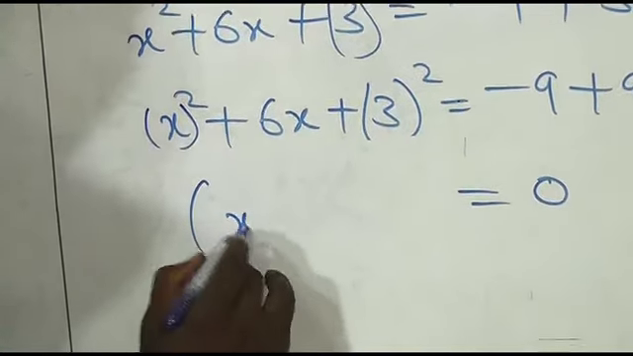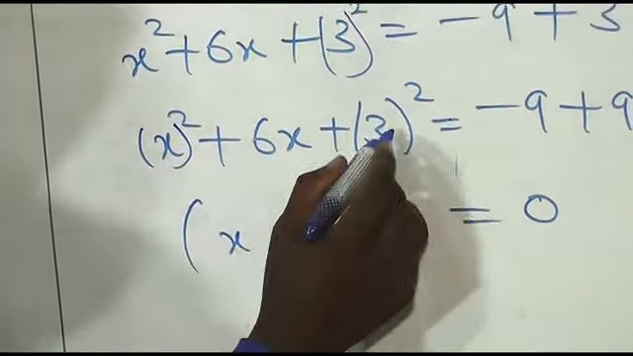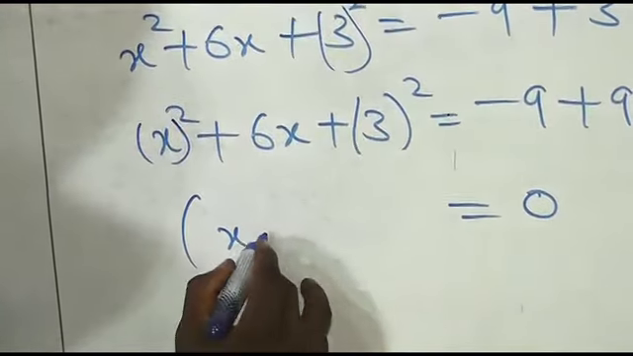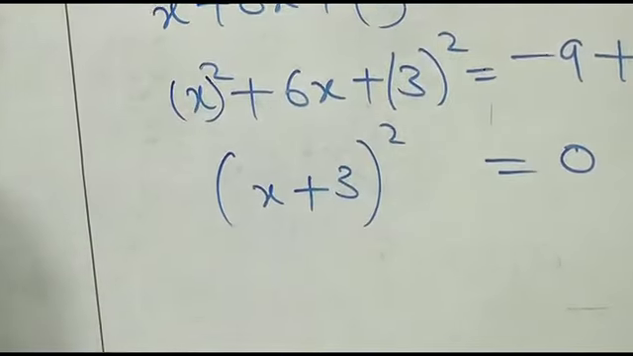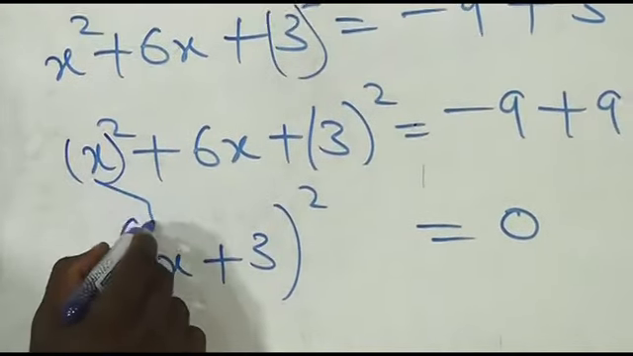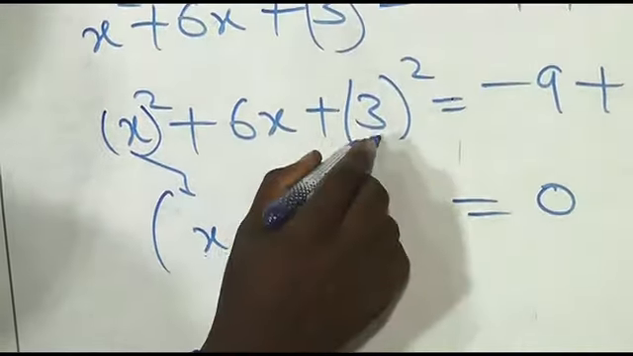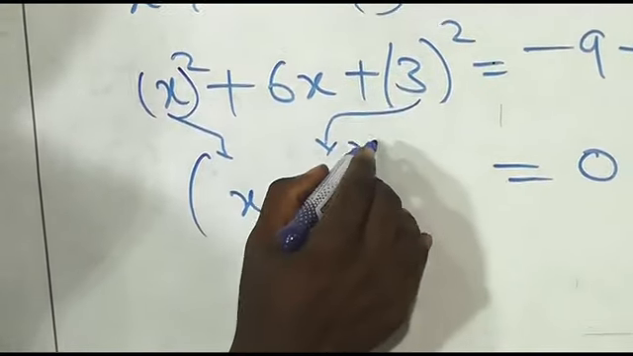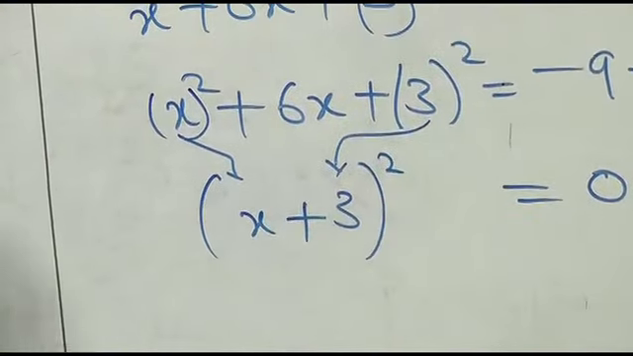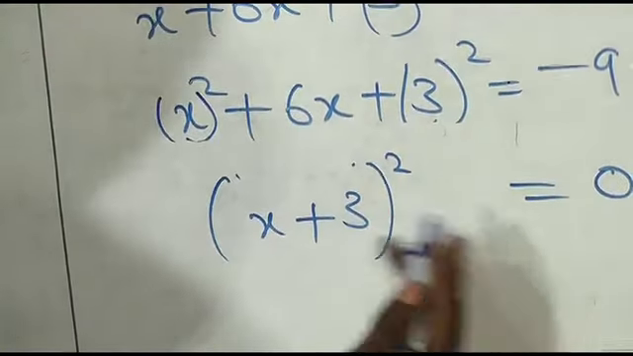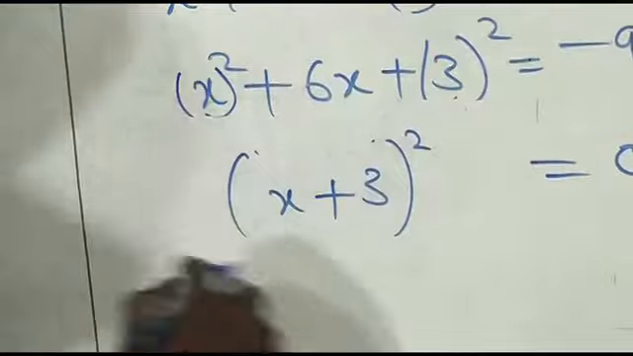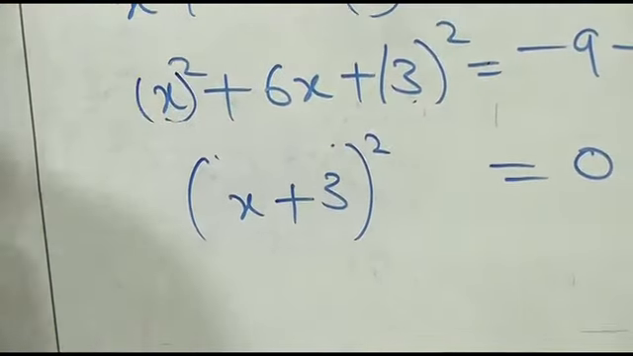So you have this x will come here, then the 3 will also come, together with the sign, inside the bracket. So you have it as this. So x will be here, then this 3 will also come here. Then you have squared here. So now, evaluate this to get the value of x.